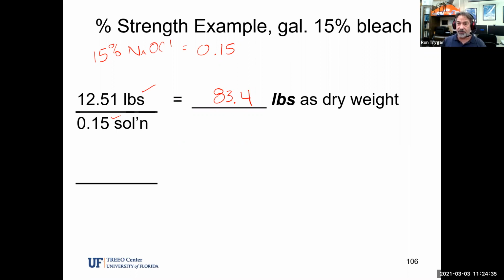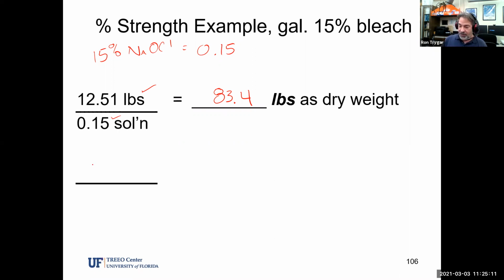Right now, we have not converted anything into gallons yet because we haven't used 8.34 or any other weight of the chemical. We're just looking at the pounds as if it was like HTH that was only 15% available chlorine. If you bought HTH and it was only 15%, you'd need 83 pounds, which is a lot of pounds when you consider the strength of the chemicals with HTH is usually around 65%. It was a lot less pounds when we were using 65%. So we're not quite done yet. We got 83.4 pounds as dry weight.